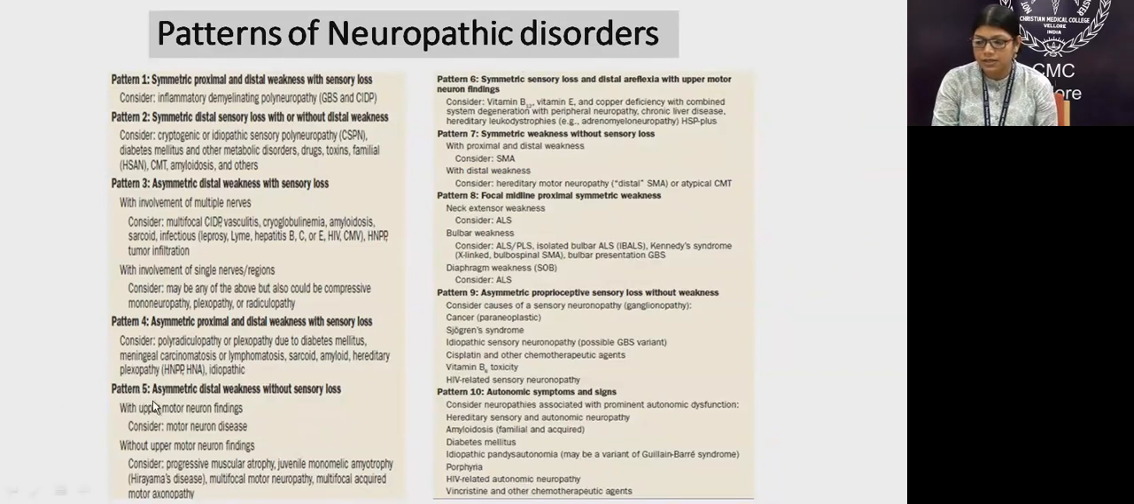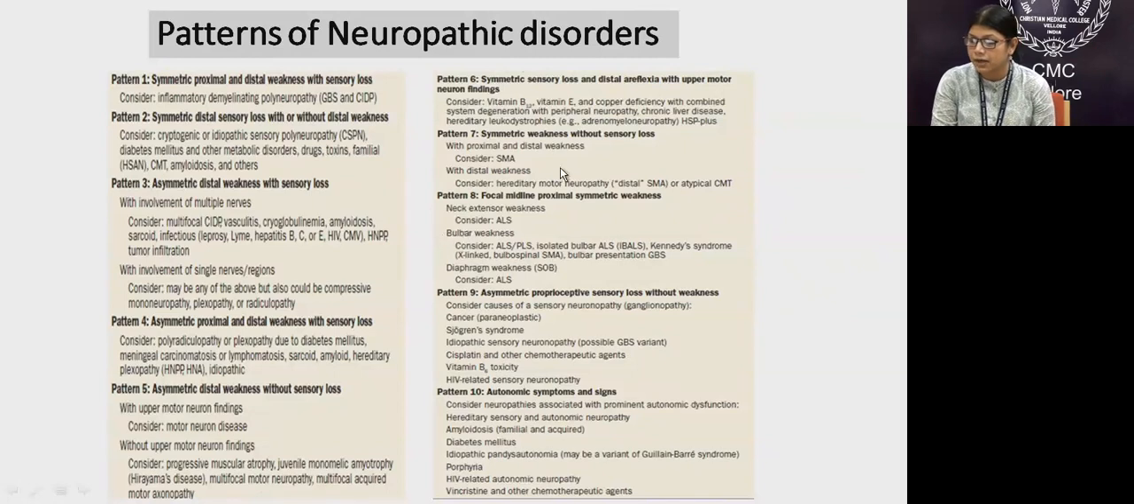Pattern 5 is asymmetrical distal weakness with sensory loss. Now, this has to be seen with or without the involvement of UMN signs. So, if there are definite signs of UMN involvement, then the diagnosis more often than not is an anterior horn cell disorder such as motor neuron disease or ALS. If it is without upper motor neuron findings, other anterior horn cell or motor neuron disorders such as progressive muscular atrophy, juvenile monomelic atrophy, or Hirayama's disease, and multifocal motor neuropathy, which is often a mimic of the LMN variant of ALS, can be seen in certain cases.